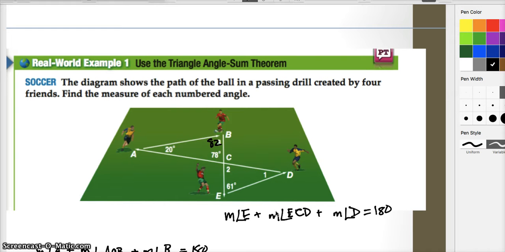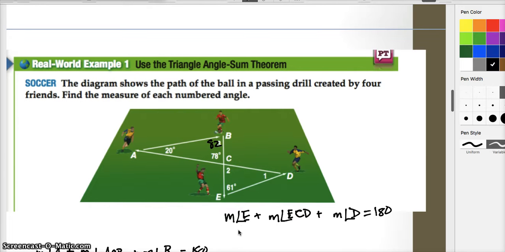So the measure of angle E plus the measure of angle ECD plus the measure of angle D has to equal 180. But what to do? Angle 2, angle 1. I hope one of you is out there saying, come on, Miss D, you know that this is 78 and this has to be 78 because they're vertical angles. And I'm applauding you in my heart and I'm saying, yes, baby, you know stuff.